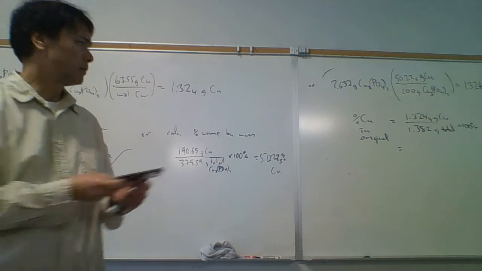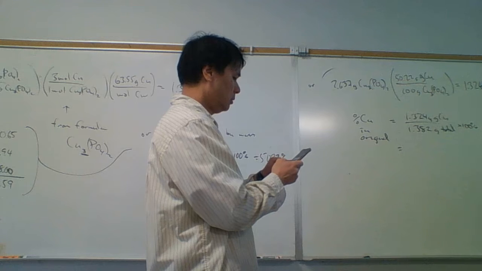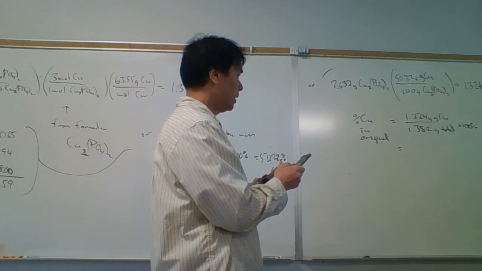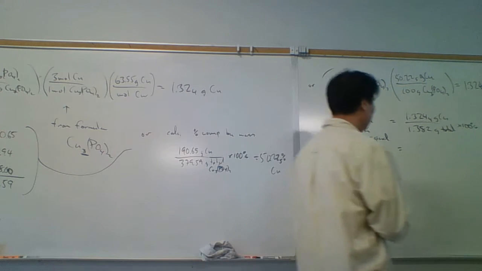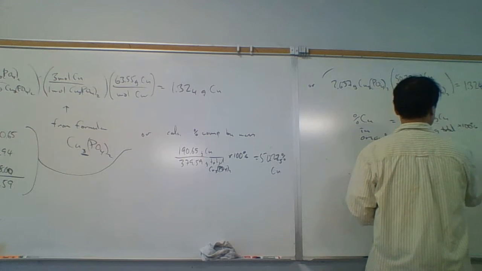And this copper turns out to be, let's take a look, 1.3244 divided by 1.382 times 100, 95.83. 95.832% copper.